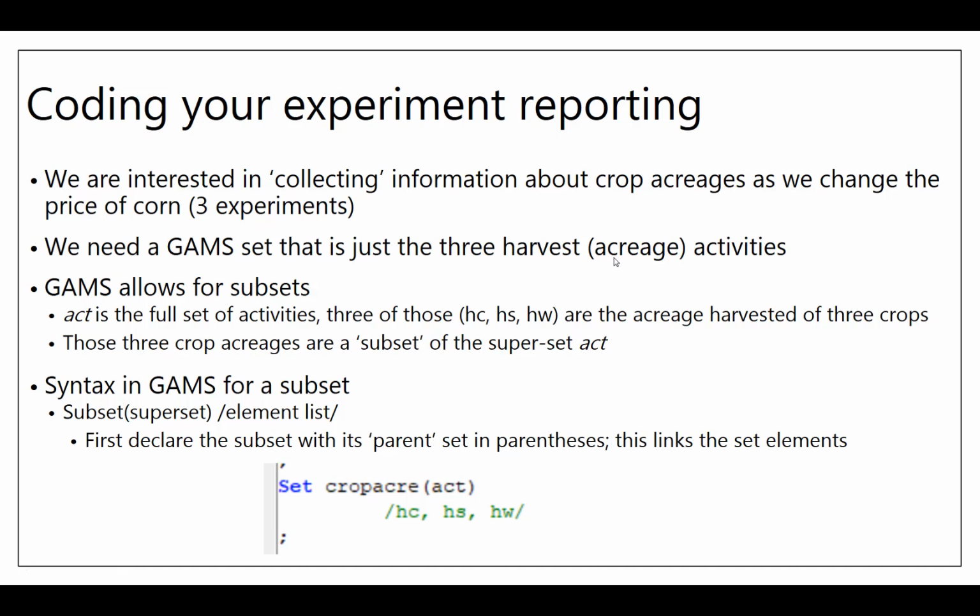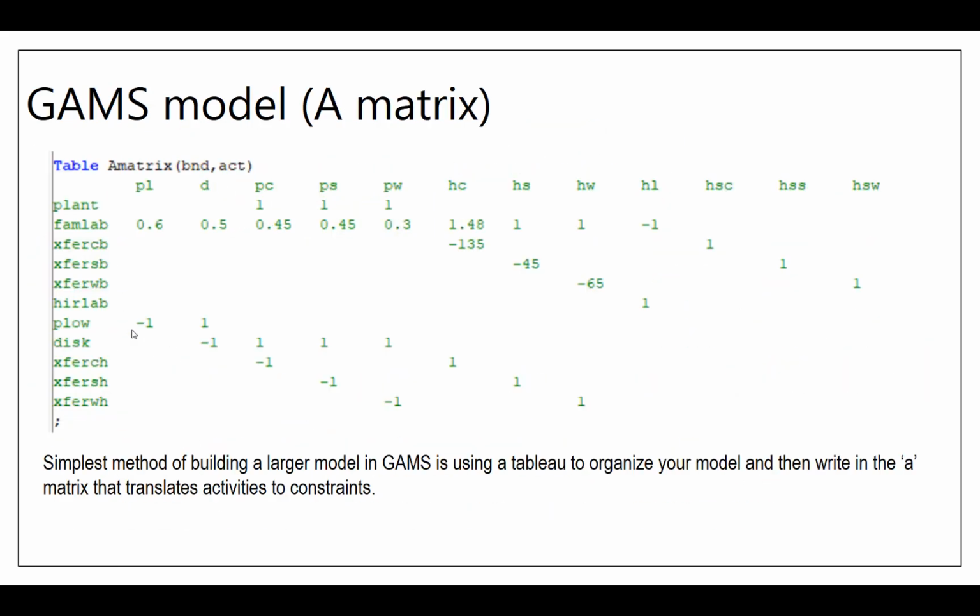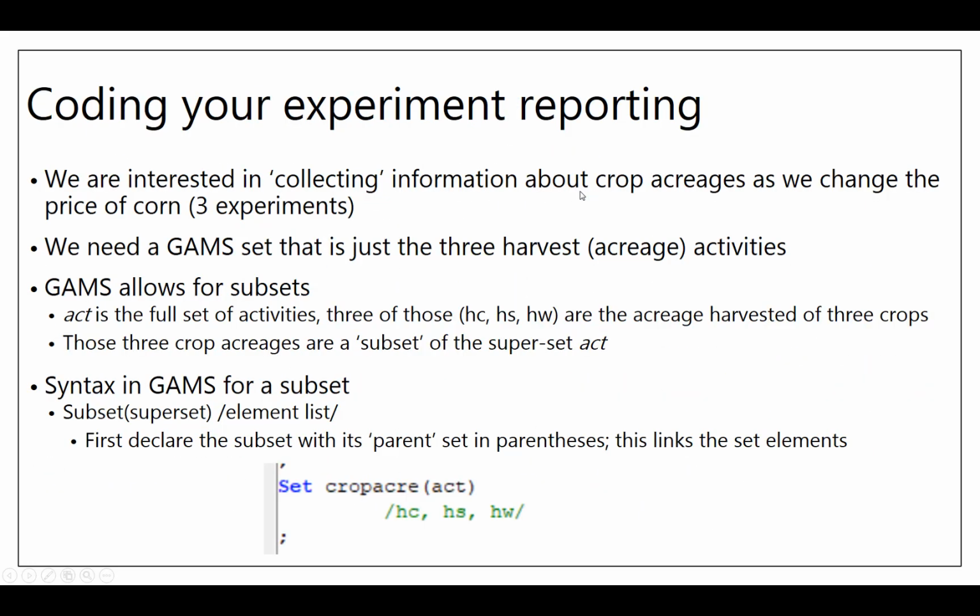Okay, so if we're only interested in what it looks like to harvest, or sorry, in a set, a subset, essentially, that's what we're talking about here. A small selection out of the full set of activities that is about harvested crop acreage, then we could build that. GAMS allows you to do subsets, right? So we have the full set of activities that make up this large row, right? These are all of the activities. And if we wanted to focus on just these 3, the harvested corn, soybean, and wheat acreages, then we can do that, and we would want to build a subset. So ACT is the full set of activities.